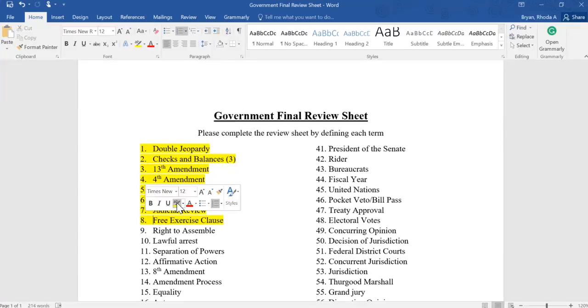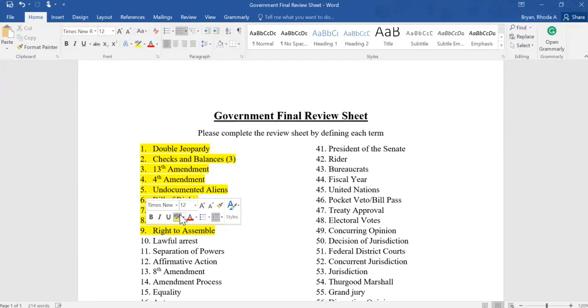All right, free exercise clause. Remember there are two clauses for the religion portion of freedom of religion in the First Amendment. One is the establishment clause, not establishing any religion. The other one is called the free exercise clause. Free exercise gives people the right to believe whatever they choose in matters of religion. Basically, it allows them to have any type of religion they want and believe in it. That's the free exercise clause.